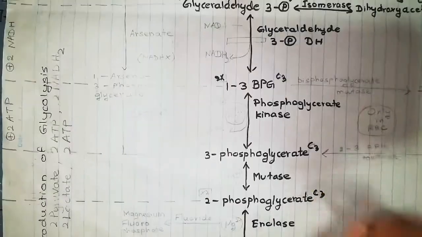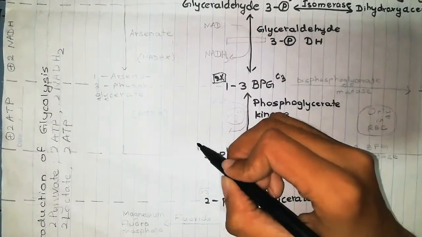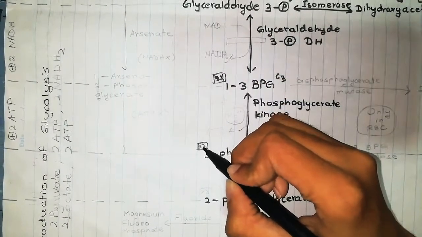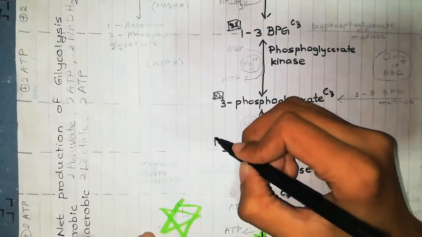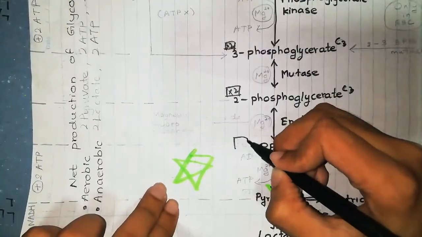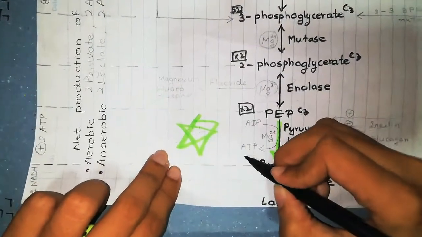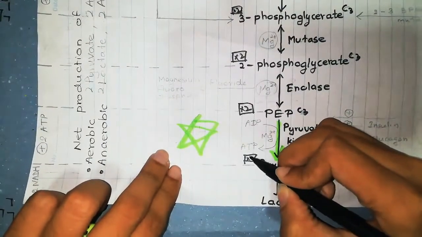Also here you can get C3 and C3. So you know that there was 2, and here also 2, and here we get 2, here also 2, and you can get 2 pyruvate.